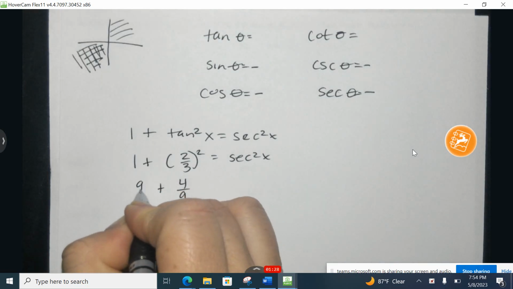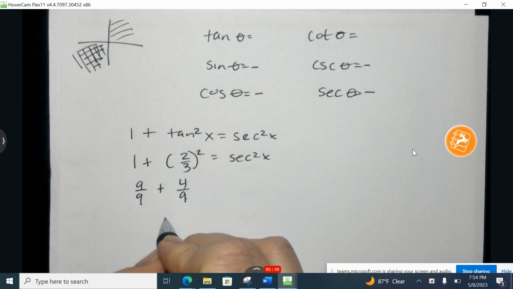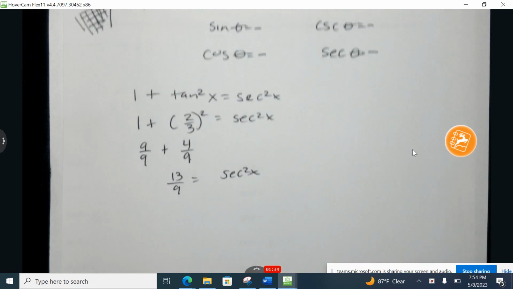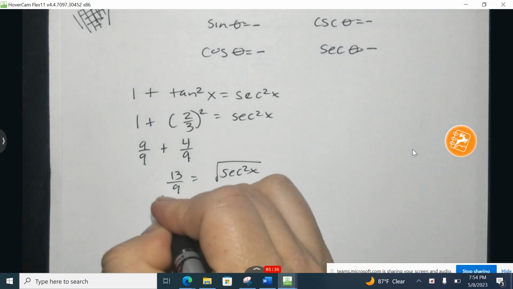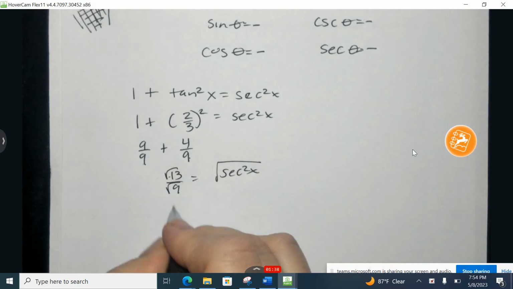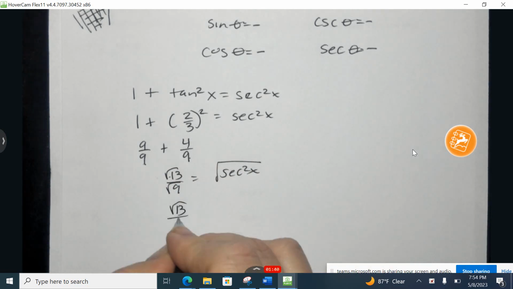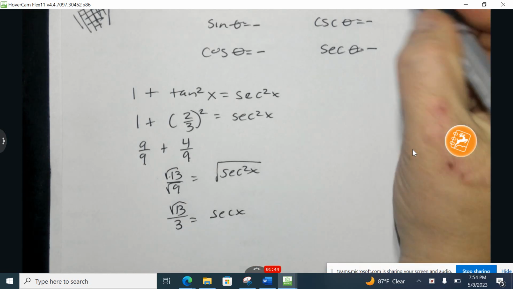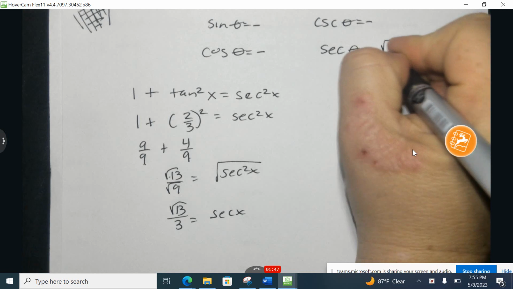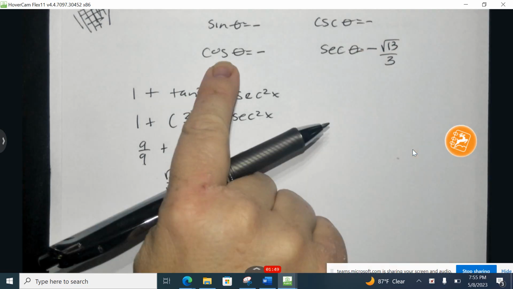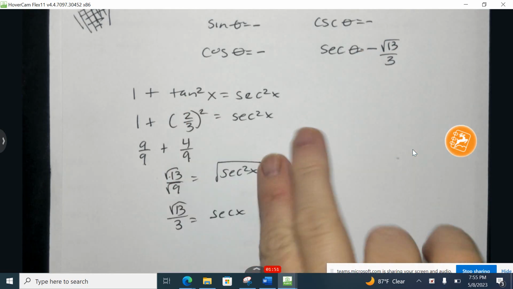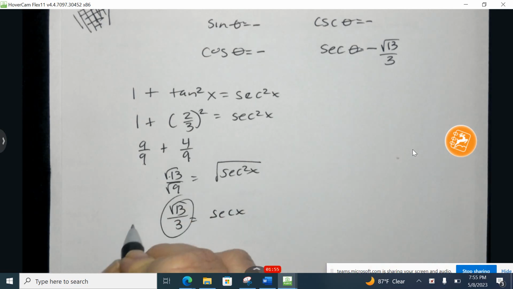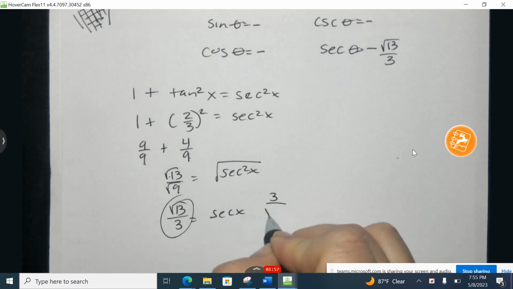Well, 1 is the same as 9 over 9. I take whatever the denominator is. So I have 13 over 9 is equal to secant squared x. Now to get secant by itself, I'm going to square root both sides. So the square root of 13, it's irrational, square root of 9 is 3. So I find secant, and it's going to be negative radical 13 over 3. Now the cosine is the reciprocal of the secant. So if I take the reciprocal of this, I end up with 3 over radical 13.